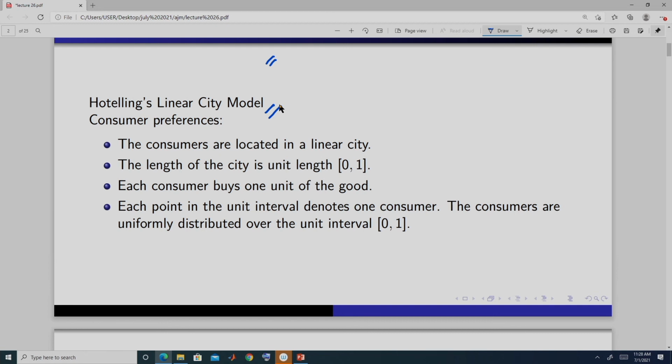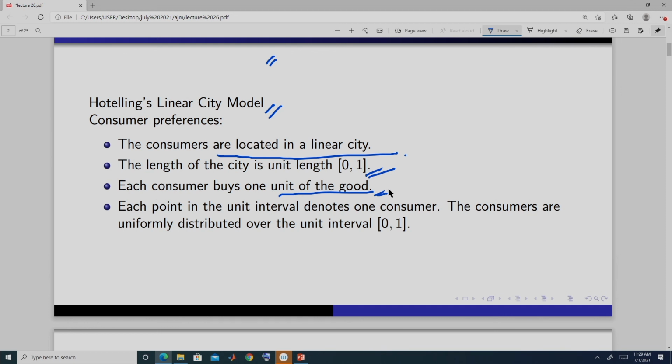Okay. So, let us do the specific model. What do we assume? That the consumers are located in a linear city. So, it is a straight line, and the length of the city is unit length. It can be any length, but for simplicity we assume that it is unit length, and each buyer buys only 1 unit of the good. So, this is an example of a discrete good. Here a consumer buys only 1 unit.